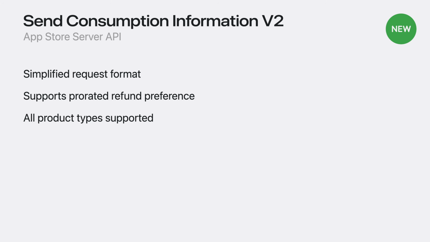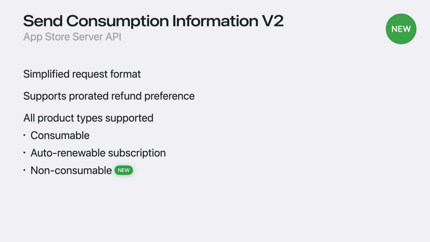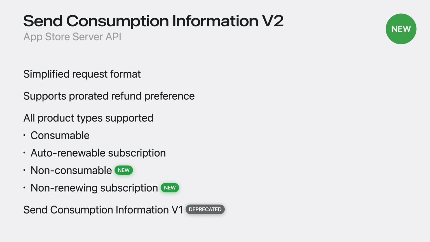While the previous version of this endpoint only supported consumables and auto-renewable subscriptions, we have now extended the support to all product types, including non-consumables and non-renewing subscriptions. If you have already been using the V1 endpoint, know that this is not deprecated, but will continue to accept requests. If you haven't used the Send Consumption Information endpoint, we recommend using the latest V2 endpoint with the App Store server library. I'll now show you how to use the Send Consumption Information v2 endpoint. Assume that a customer has requested a refund for a consumable purchase and a consumption request notification was sent to your server.